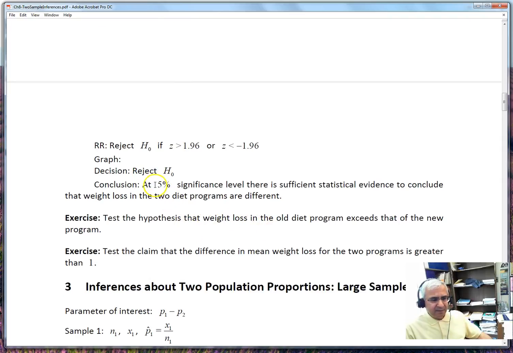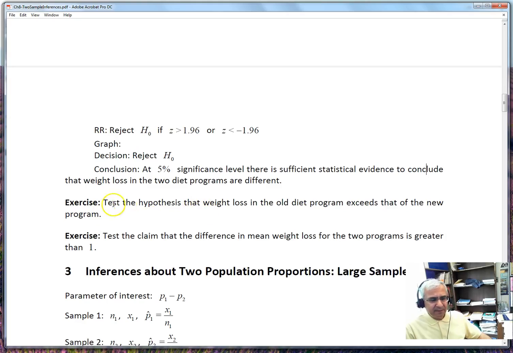And then our conclusion, which we always have to say the same way: at 5%, that's our alpha significance level, it's also called the significance level, if we reject, we say there is sufficient statistical evidence to conclude that the weight loss in the two diet programs are different.